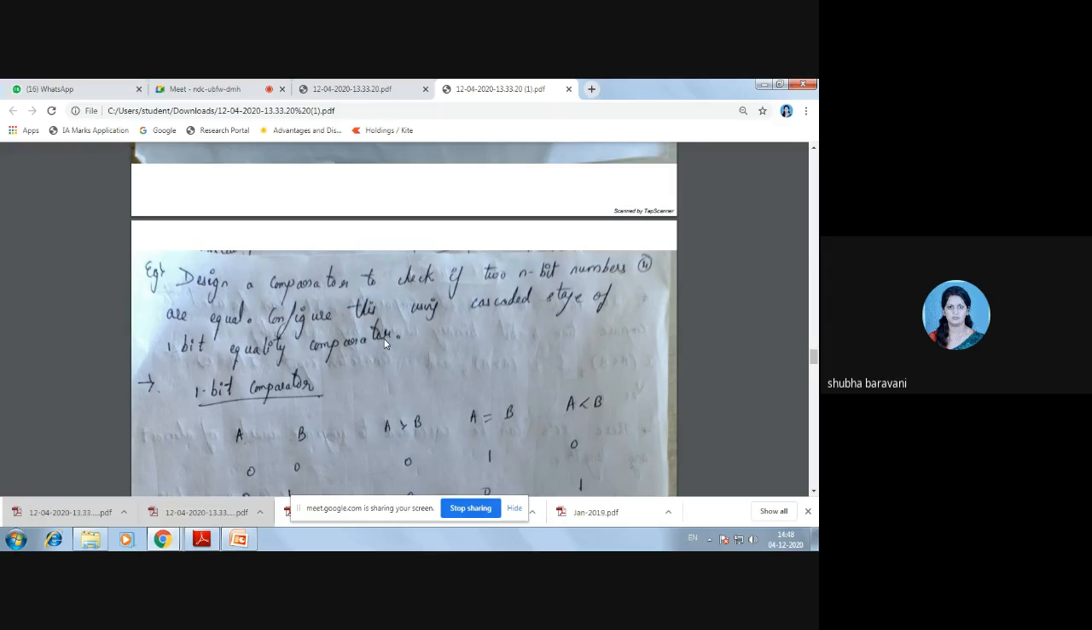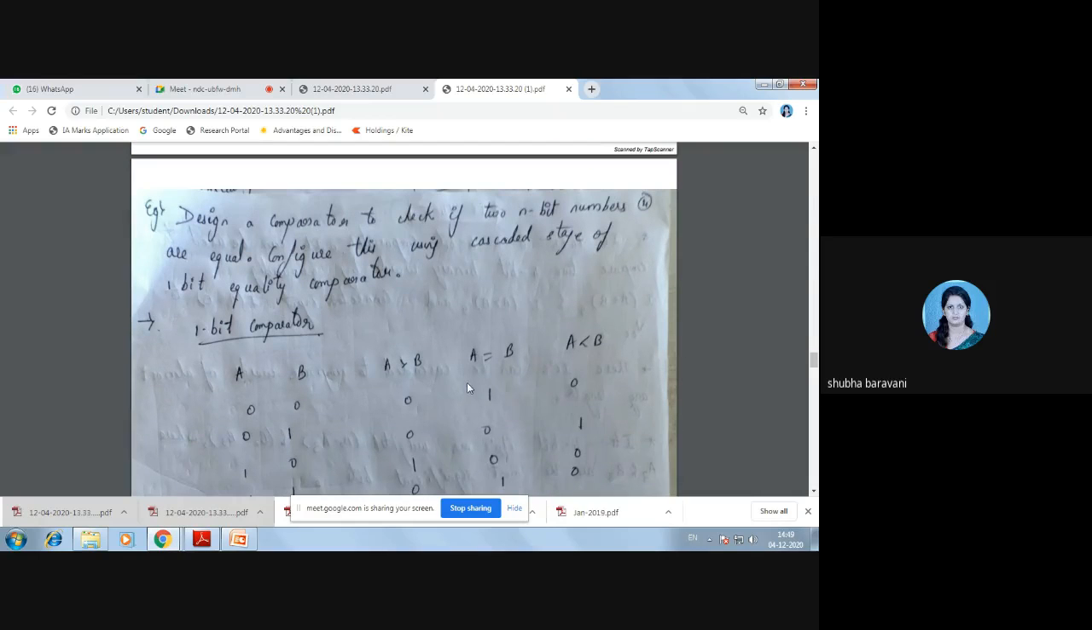So see, it says design a comparator to check if two n-bit numbers are equal. Configure this using cascaded stages of first bit equality comparator. Now see, when you say equality comparator, it means your output comparator will be high only in the case your A is equal to B. Equality means what? A equals B.